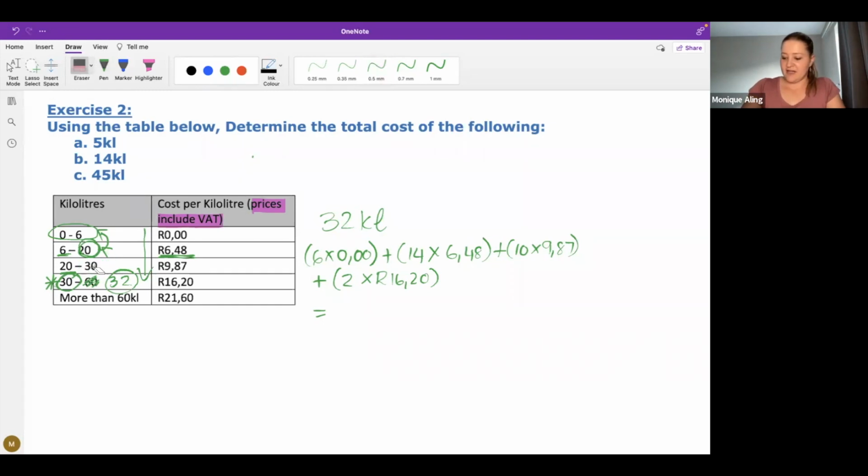Looking at the third one again, the range starts at 20, but we're going up to 30. So we say 30 minus the 20 because we've already been charged for 20.